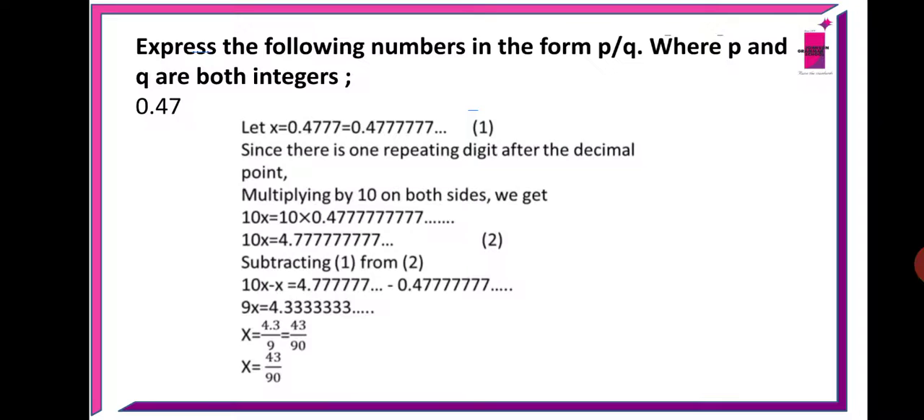Similarly, when you go for 0.47 with the bar only over 7, since there is one repeating digit after the decimal point, multiply 10 on both sides. We get 10x equal to 4.7777. You should subtract the first from the second, and you will get 9x equal to 4.3, or x equal to 43 by 90. So the P by Q form of 0.47 bar for 7 is 43 by 90.